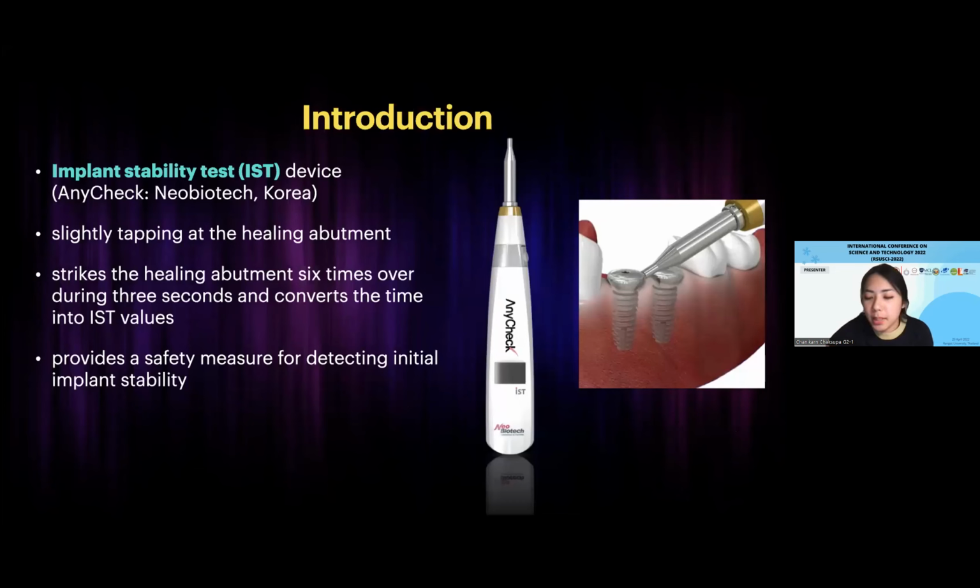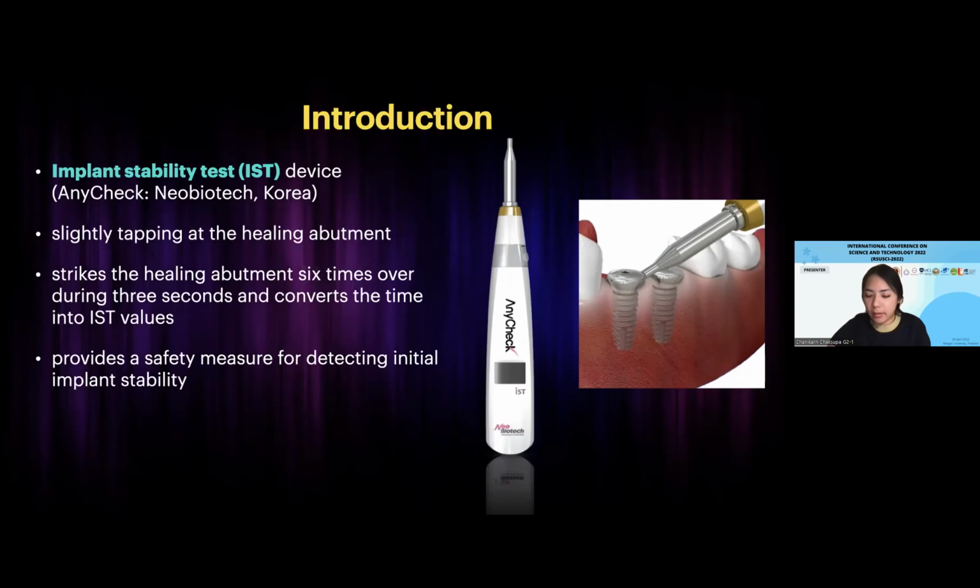Consequently, the implant stability test, or IST device, has been developed to detect the stiffness between alveolar bone and implant by slightly tapping the healing abutment. The AnyCheck can also be used without unscrewing the healing abutment. It strikes the healing abutment 6 times over 3 seconds and converts this into an IST value. So this device provides a safe measure for detecting initial implant stability. But the research on the AnyCheck is limited and more study is needed.